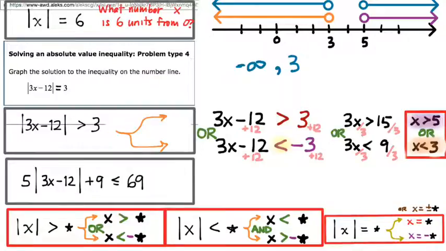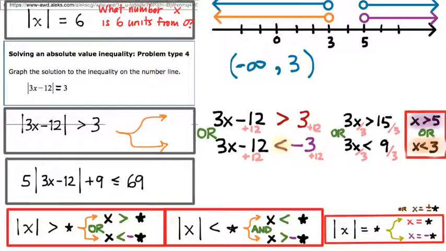What kind of brackets? Round or square? Round on the negative infinity because always. Round on 3 because why? Because 3 is not included. Round bracket, open circle, strictly less than. Right? Those three things occur together.